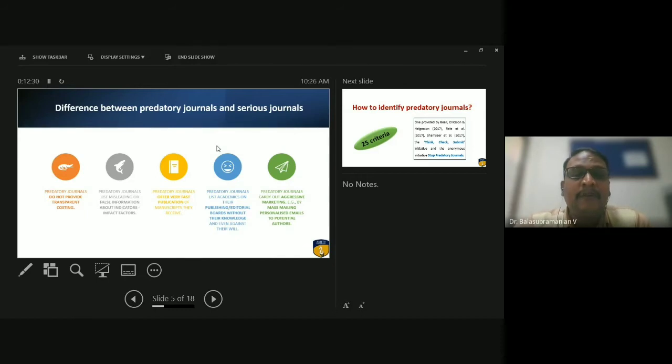Then it will have false information about the journal, that is, the impact factor. The impact factor is given by the Science Citation Index, Thomson Reuters, right? They are giving the index. They are a very standard impact factor provider, right? They have some ethics and policy. Based on the policy only, they will give the impact factor every year. But the journal will mention so many things.